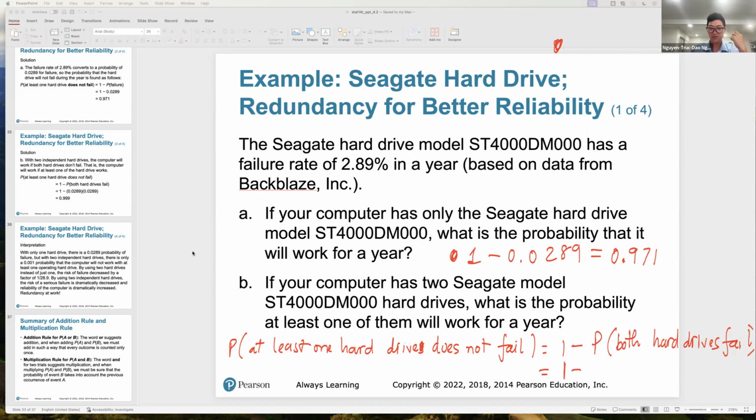If you remember the formula for the multiplication rule, in this case you can use the multiplication because both hard drives fail, and we can consider they are independent. So we have 0.0289 times 0.0289, and the answer is going to be 0.999. So that is the answer for B, right?